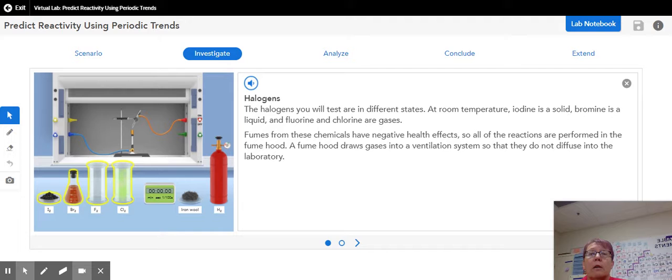So that's important. Fumes from these chemicals have negative health effects, so all of the reactions are performed in the fume hood. If you were actually in class, we couldn't do this reaction because the fumes are so dangerous. But the fume hood would draw the gases out of the classroom.